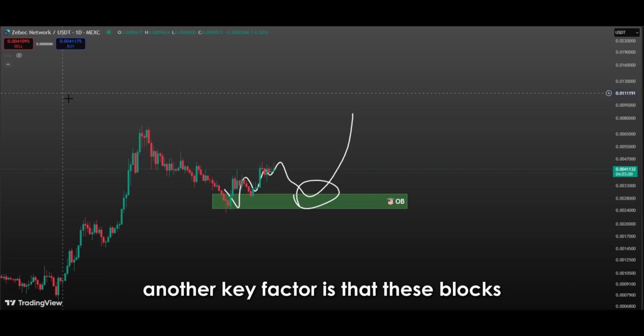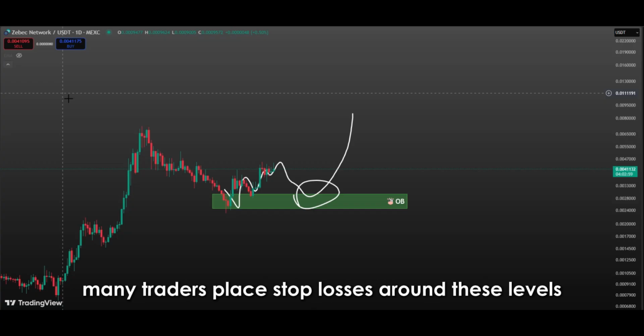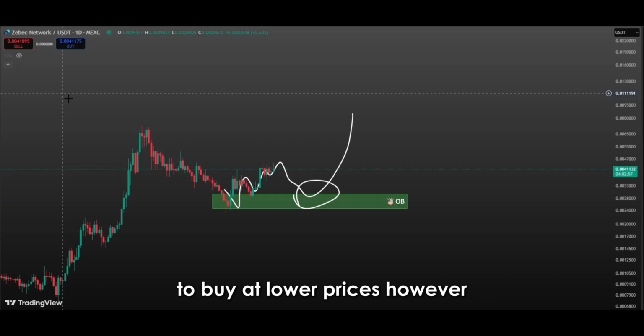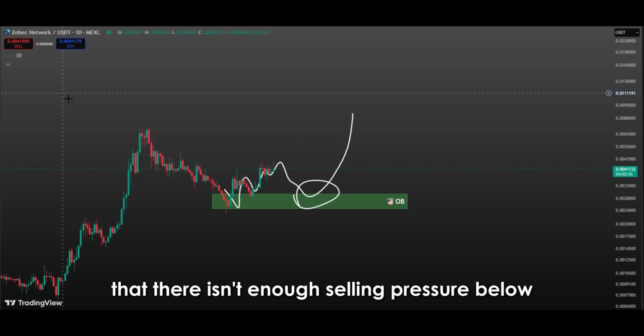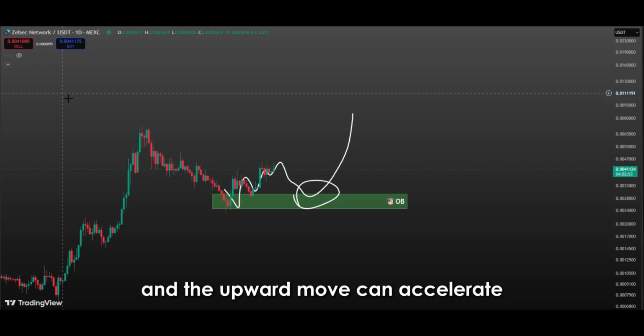Another key factor is that these blocks often form liquidity pools. Many traders place stop losses around these levels, so large players may push the price down to this zone to buy at lower prices. However, a strong reaction in price at this point indicates that there isn't enough selling pressure below and that buyers are dominating. In such a case, investor confidence grows and the upward move can accelerate.